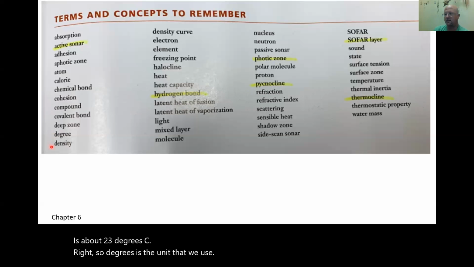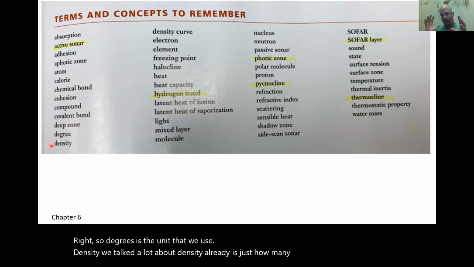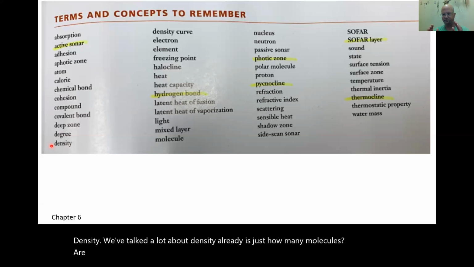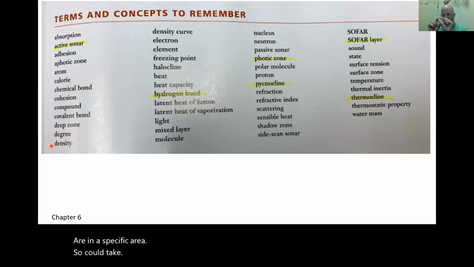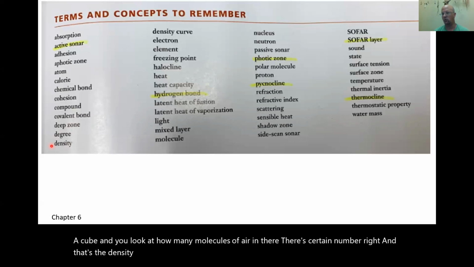Density, we've talked a lot about density already, is just how many molecules are in a specific area. So if you take a cube and you look at how many molecules of air in there, there's a certain number, right? And that's the density of that particular part of air.